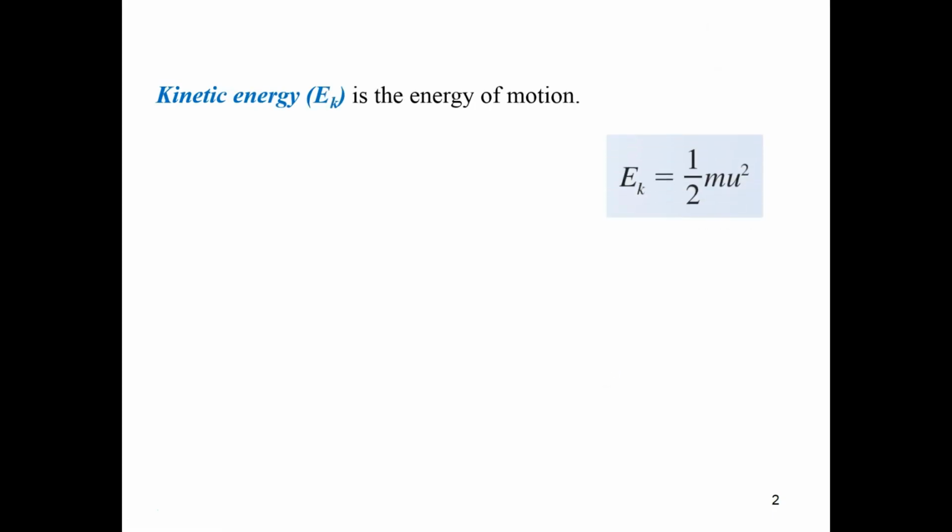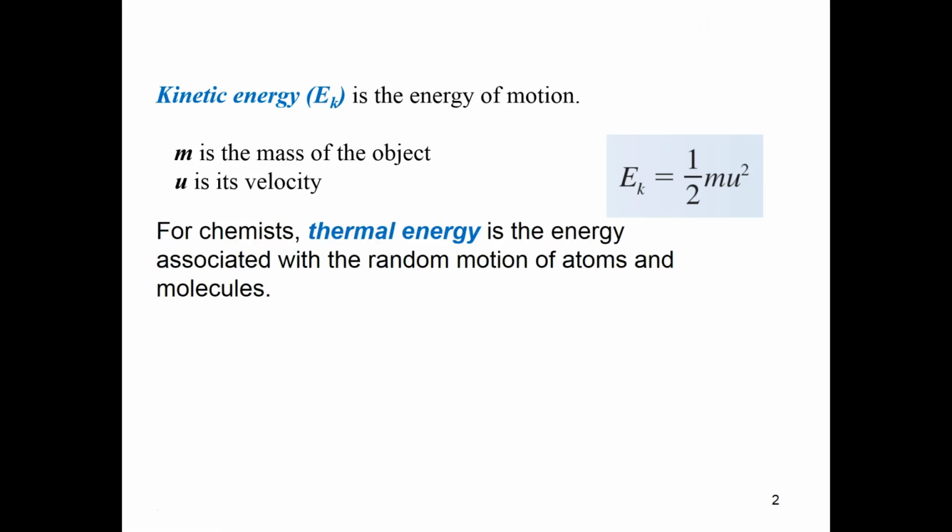So let's talk a little bit about kinetic energy. It's the energy of motion. If E sub k is kinetic energy, it's equal to 1/2 mu squared, where m is the mass of an object and u is its velocity. For chemists, thermal energy is the energy associated with the random motion of atoms and molecules. So that's the form of kinetic energy that we'll be most interested in.